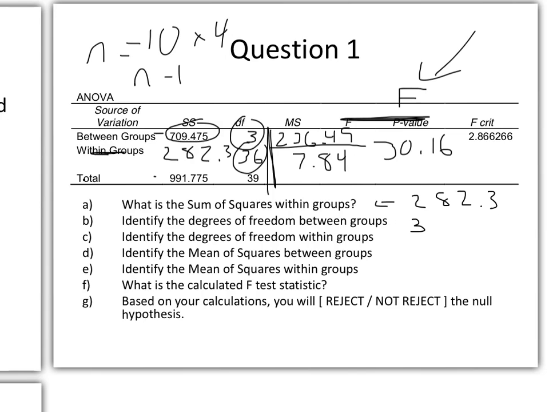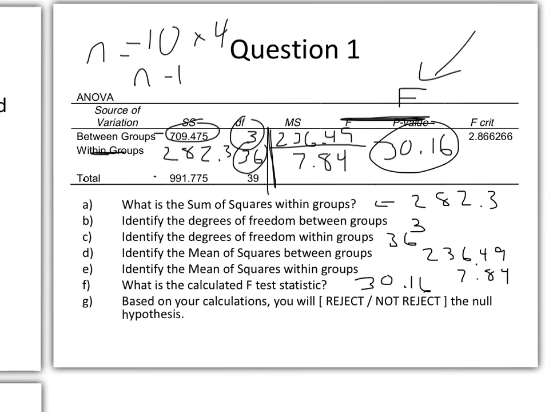Degrees of freedom between groups is 3. Remember, the 4 valves minus 1. Degrees of freedom within groups is 36. And the mean of squares between groups is 236.49. Mean of squares within groups was 7.84. And the calculated F statistic is 30.16.